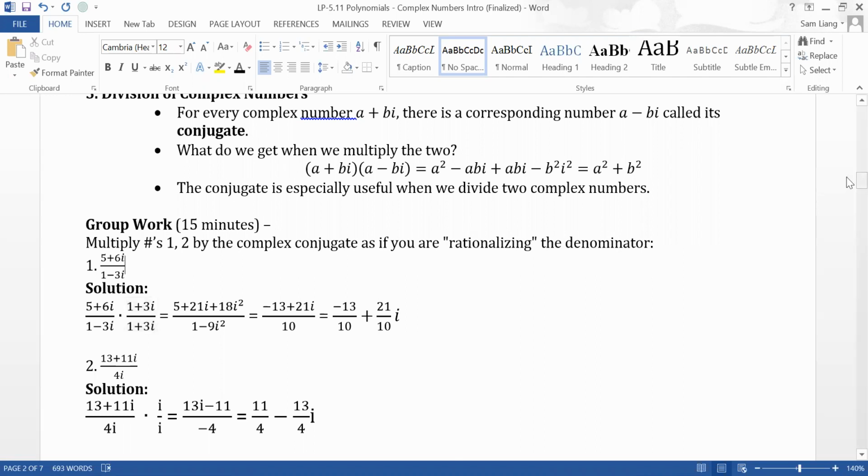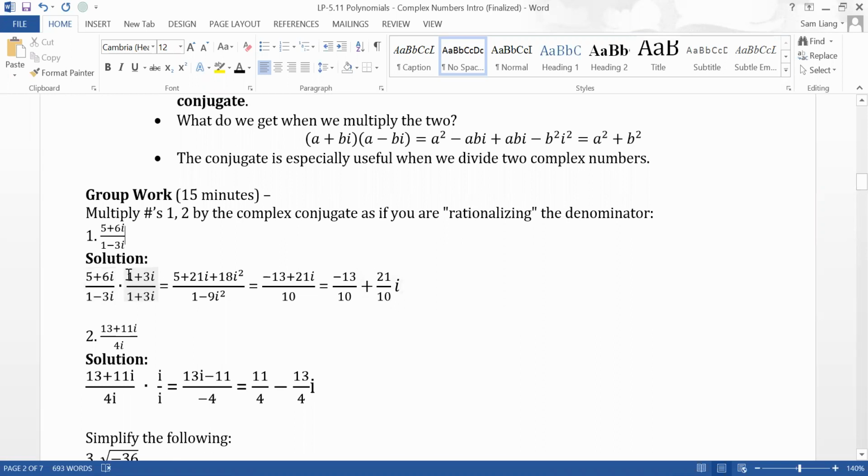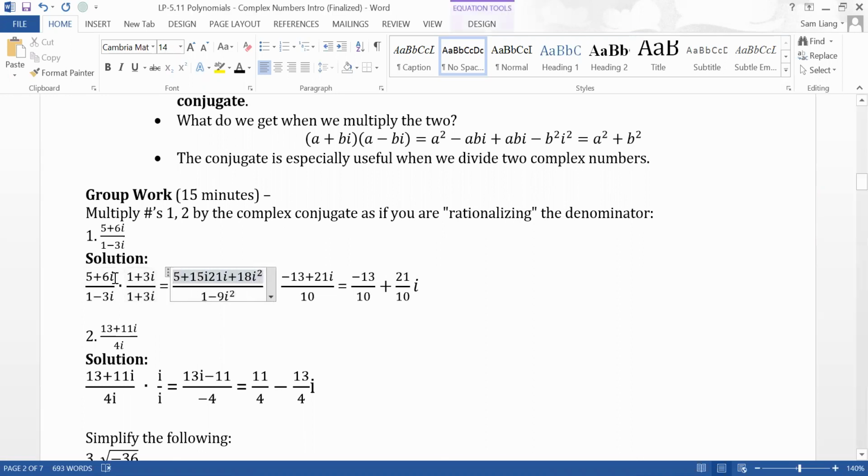All right. Anyways, the numerator is going to become 5 times 1, which is 5. Then we have 5 times 3i, which is 15i. So let me write that in, 15i, and then plus 6i. So that's where we got that 21i. Okay, and then the last part is 6i times 3i, which is 18i squared. So this middle part becomes 21i, and then 18i squared is 18 times negative 1, so that becomes negative 18. So 5 minus 18 is negative 13. So in the numerator we get negative 13 plus 21i.